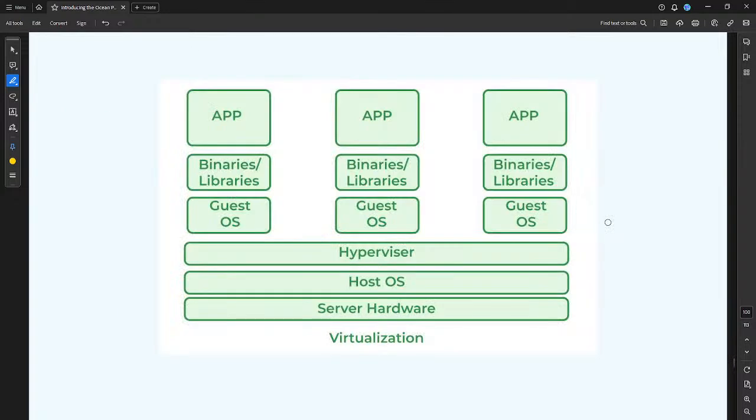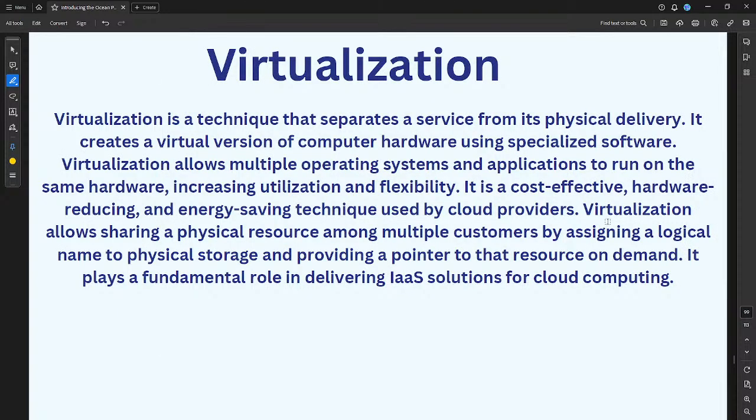Okay, let's talk about virtualization very quickly. Virtualization is a concept that helps separate a service from its physical delivery. For instance, I believe most of us who are security professionals understand virtualization with VMware and Oracle VirtualBox. These are technologies that help us separate our physical device from a virtualized environment. What virtualization does is allow the sharing of a physical resource among multiple customers by assigning a logical name to the physical storage, and also providing a pointer to that resource on demand.